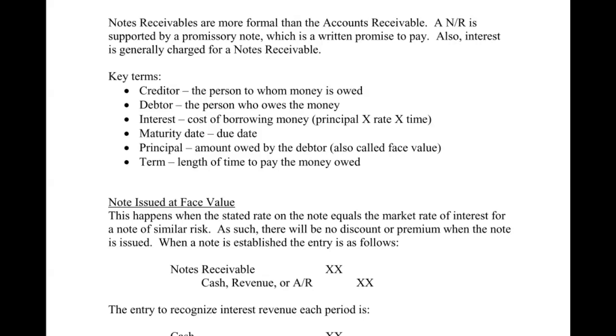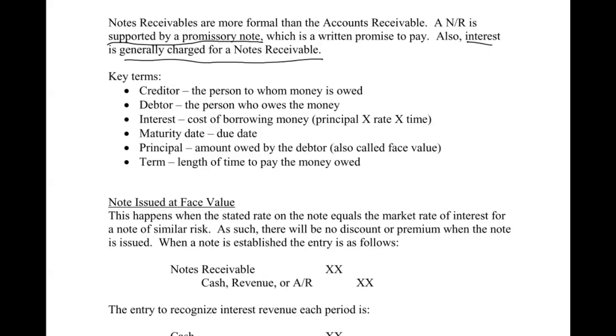If you see up here at the top, it says they're more formal than accounts receivable, and that basically means they're supported by a promissory note, which is a written promise to pay. So it's actually signed. And then we also have interest is generally charged. Notice that it says generally charged for notes receivable. So some key terms here before we get into the accounting for it.